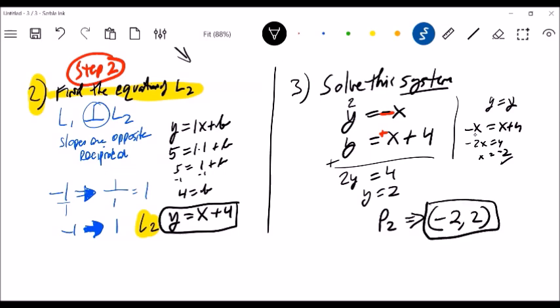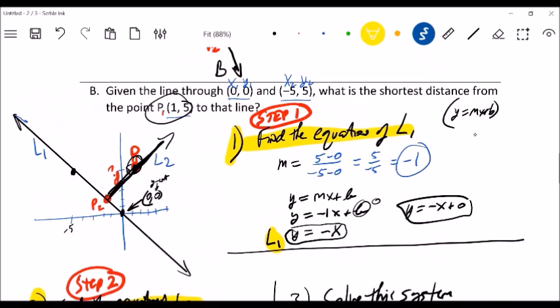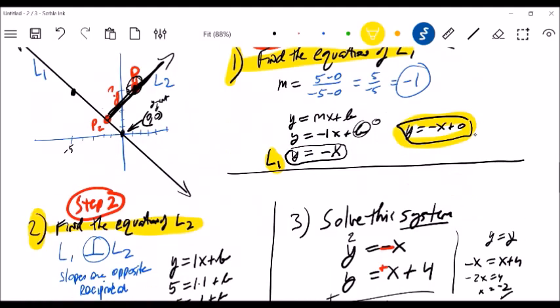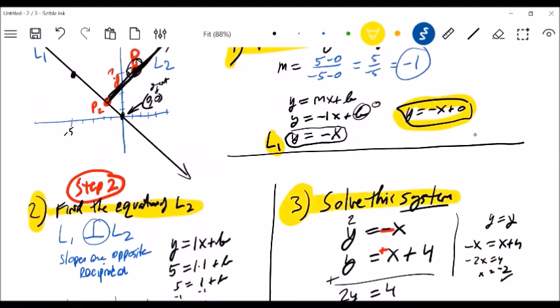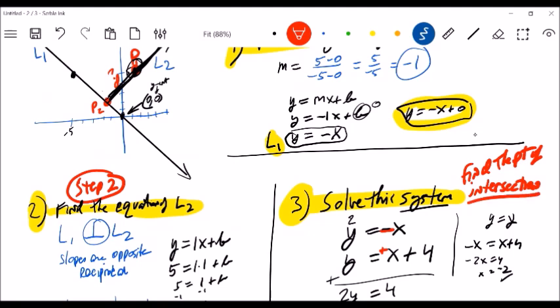Now, that takes a short bit of explaining as to what I mean by it. I think I'll put a box around that. What we were trying to do when solving the system, the reason that this is a step, is because that gives us this point. Okay, find the point of intersection, which is P2.